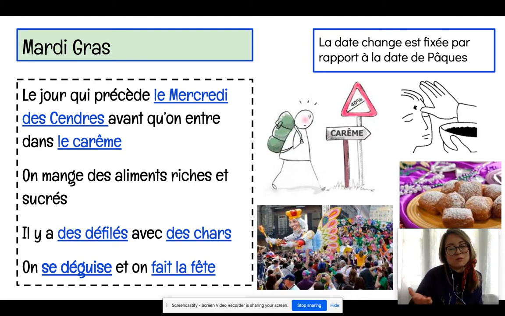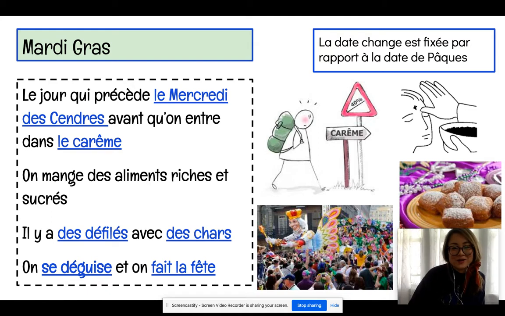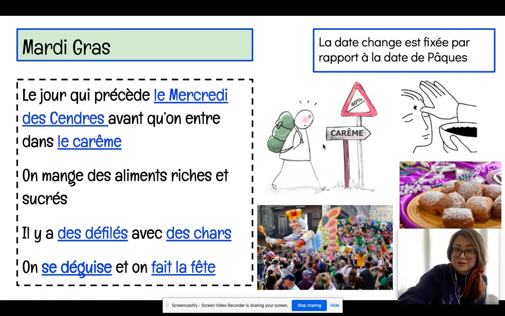Donc, on peut deviner que le mercredi des cendres, ça veut dire Ash Wednesday. Donc, Mardi Gras, c'est le jour qui précède le mercredi des cendres avant qu'on entre dans le carême. Regardez, le carême, c'est où on décide de laisser ou de ne plus manger des bonbons, des chocolats, de la viande, des choses comme ça, ou du sucre. Ça veut dire Lent, le carême.